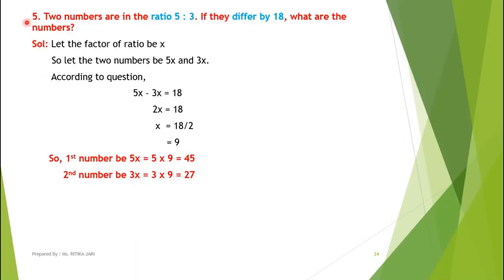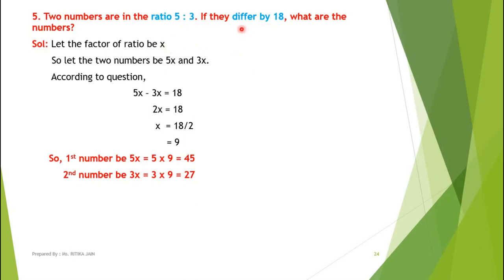Okay, now move to question number 5. In this question the two numbers are given in the ratio of 5:3, and if they differ by 18, what are the numbers? So for these kinds of ratio problems, what is our first step? First of all, we assume let the factor of ratio be x. So this factor x will be multiplied by the ratio and will give you the desired number. Okay, so let the factor of ratio be x. So what would be the first number? 5x, and second number 3x.